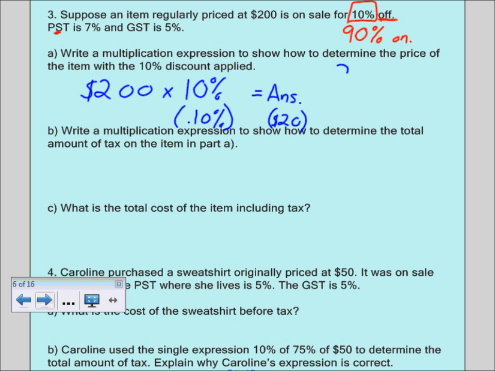So $200 minus the $20, or your answer, equals $180.